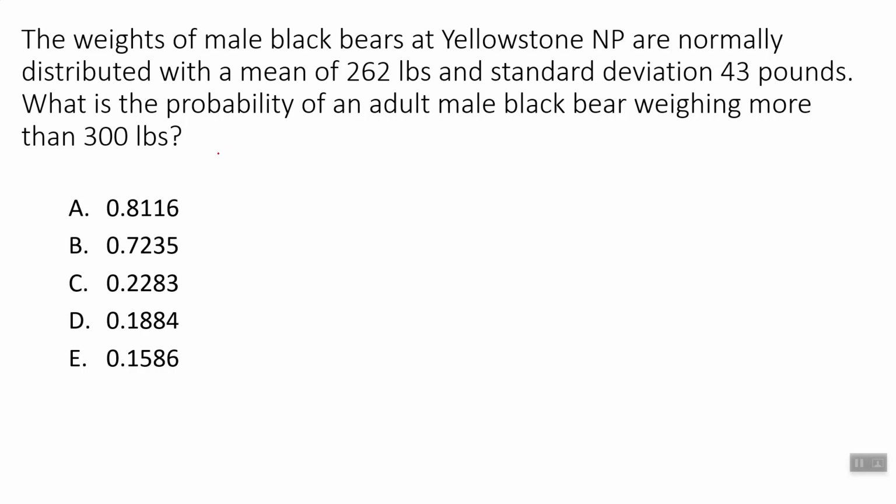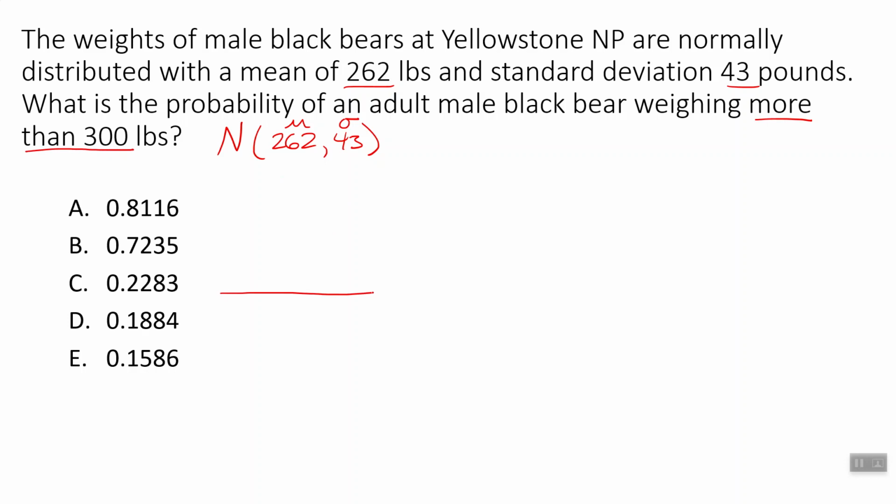All right, so I'm going to write down what we've got here. So we've got a normal distribution with a mean of 262 and a standard deviation of 43. So remember, this is one way we can write it, where this is the mean, this is the standard deviation, and we're just getting those numbers from up here and up here. And we want to know about being more than 300 pounds.